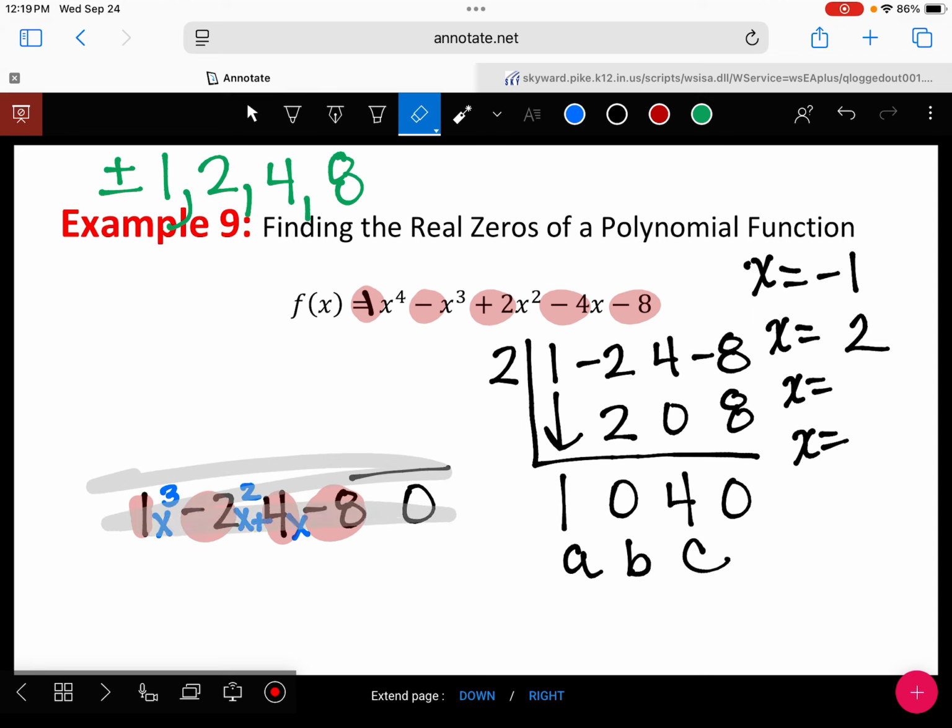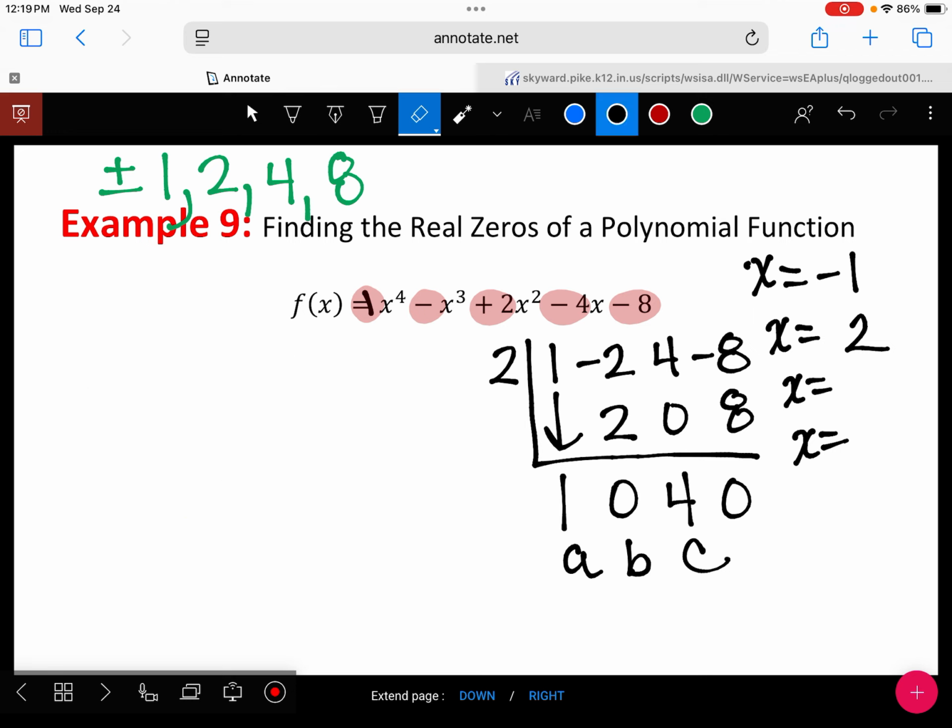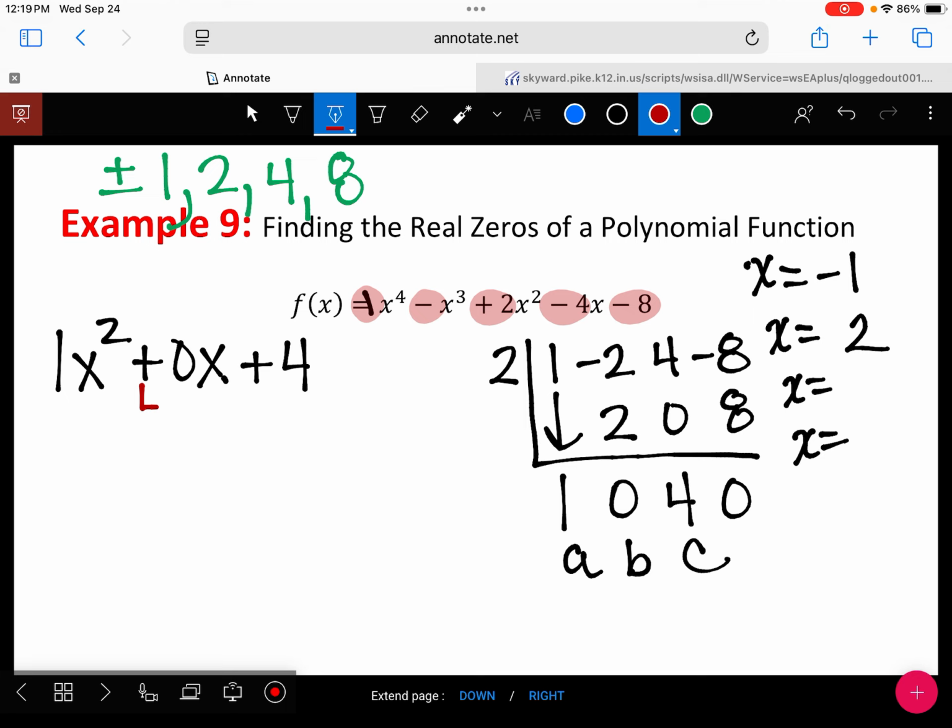So from here, what this represents is 1x squared plus 0x plus 4. But we know that anything times 0 is what? 0. So we kind of just drop that middle term and say we have x squared plus 4. Let's go ahead and set that equal to 0. This cannot factor, so we have to solve it.